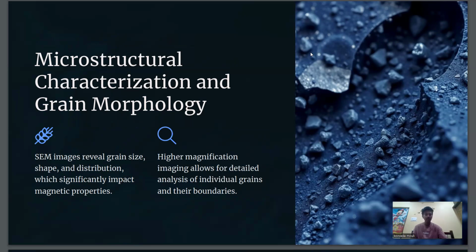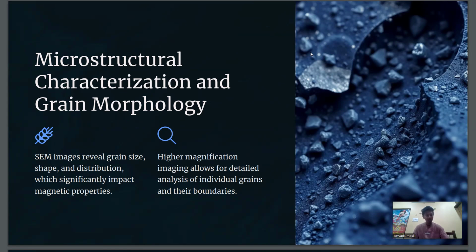Microstructural characterization and grain morphology. SEM images reveal grain size and distribution, which significantly impact magnetic properties. Higher magnification imaging allows for detailed analysis of individual grains and their boundaries. The grain size and texture of sputtered CoFe films play a crucial role in their magnetic behavior.